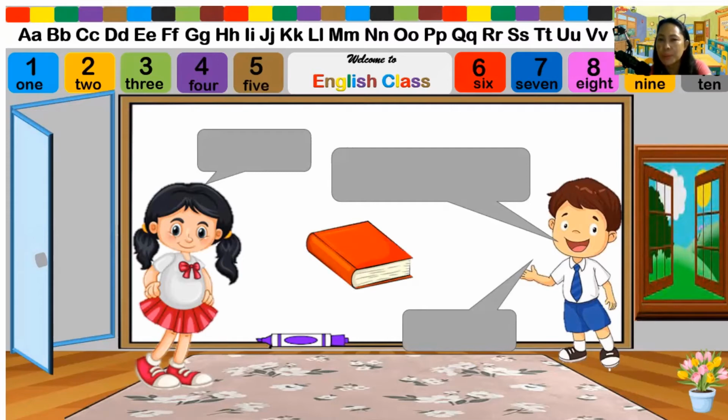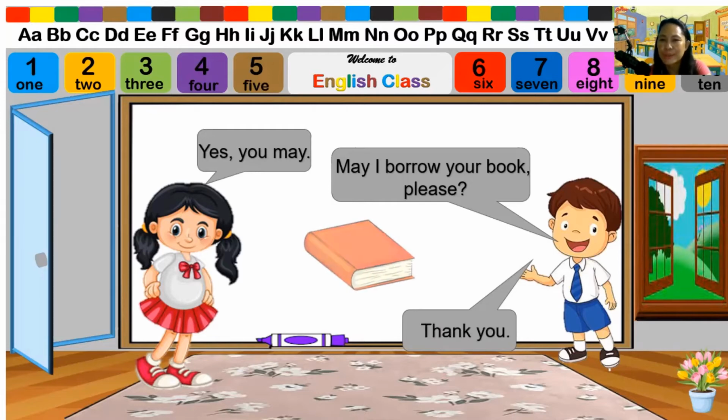What do you want to borrow? That's right, it's a book. You want to borrow a book. Okay, how will you say that? How are you going to borrow the book? If you're looking at each other, you don't need to call the attention of your friend because he's looking at you, right? So you can directly ask, may I borrow your book, please? Yes, you may. Okay, she's allowing you to borrow her book. And then don't forget to say, thank you.